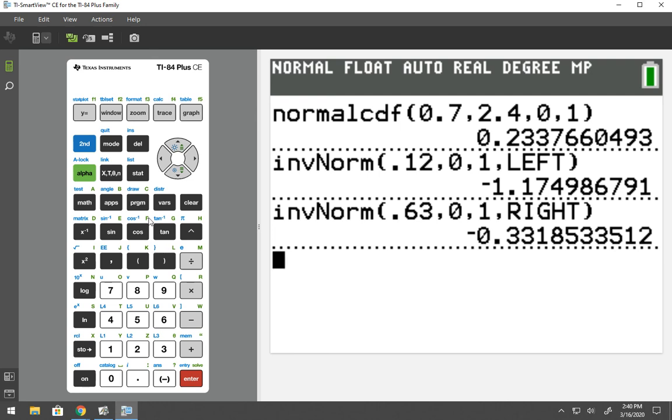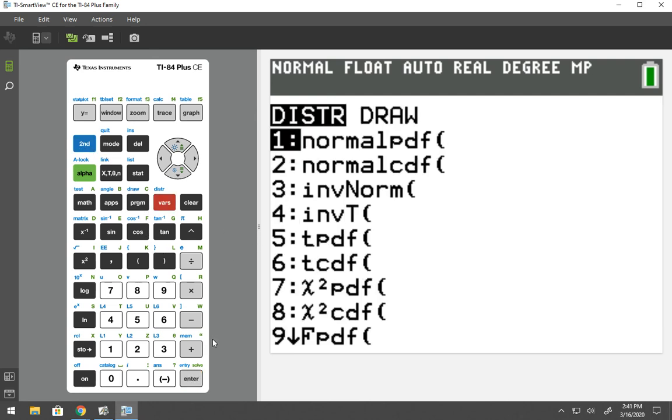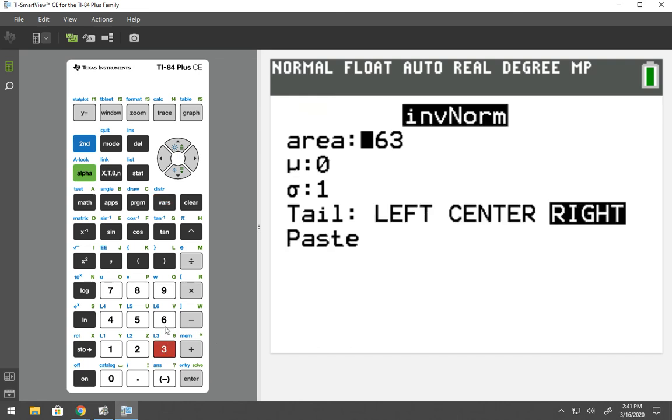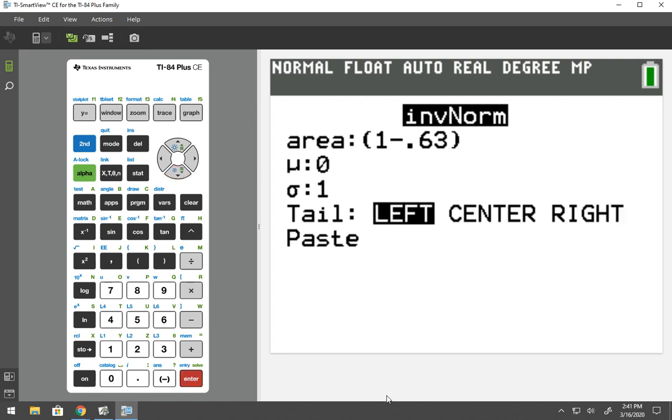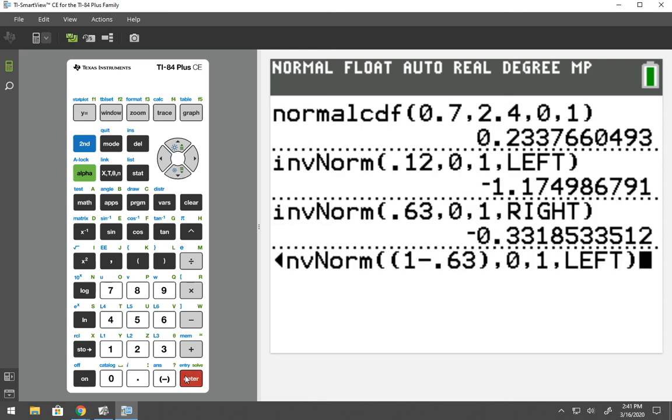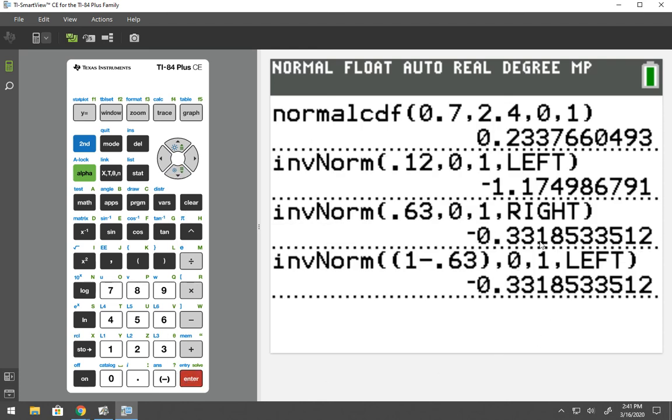Back to the calculator. Second, inverse, number 3. Now I'm going to do area to left. Now notice what I'm going to do. I'm going to do parenthesis 1 minus 0.63. I'm going to let the calculator figure out for me that decimal value to the left. I'm going to leave it on mu 0, sigma 1, and I'm going to put it back to left. So now it's left only. I'm going to hit the button. I'm going to do the calculations, and voila, look at what I get.